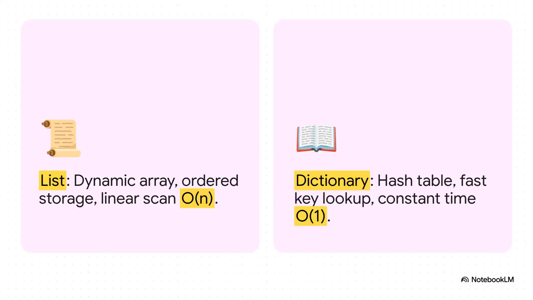A list is essentially a dynamic array. It stores items in a strict sequential order. So to find something by its value, it has to perform a linear scan, big O of n. It starts at the beginning and checks every single item.